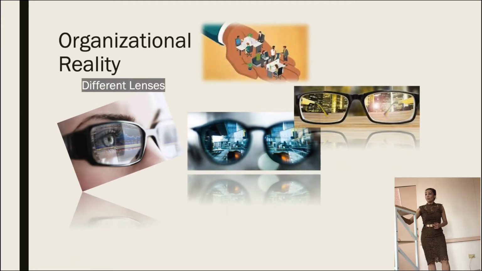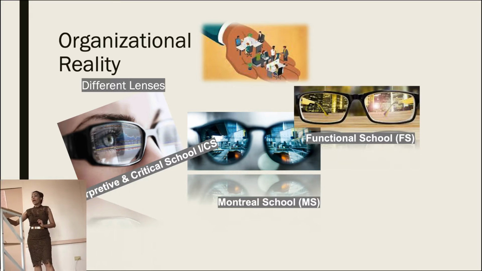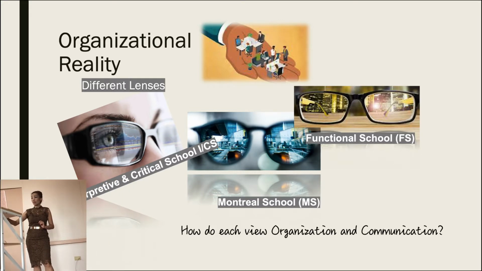Right. So from this slide, you can see we have one organization, but there are different lenses. And as you can see from the different lenses, there are different images of what the organization looks like. These lenses are created by the different schools. We have the functional school, we have the interpretive and critical school, and we have the Montreal school. Okay, so how does each view organization and communication?